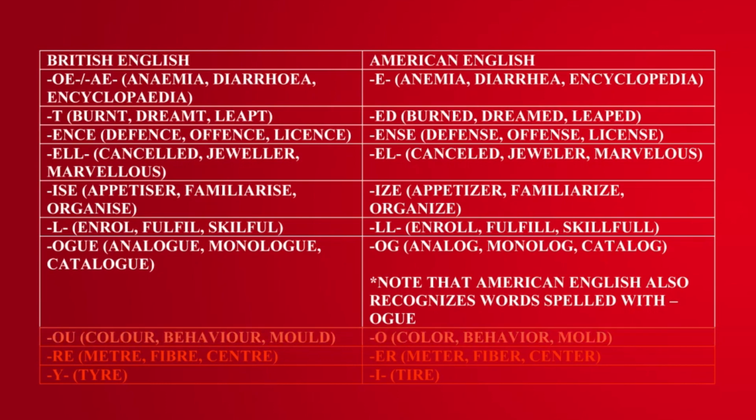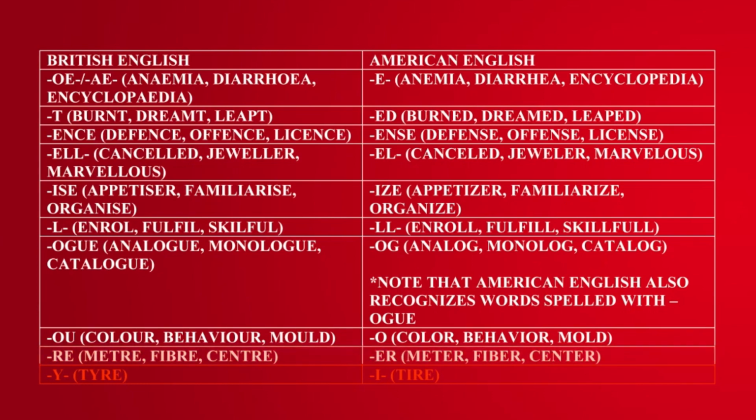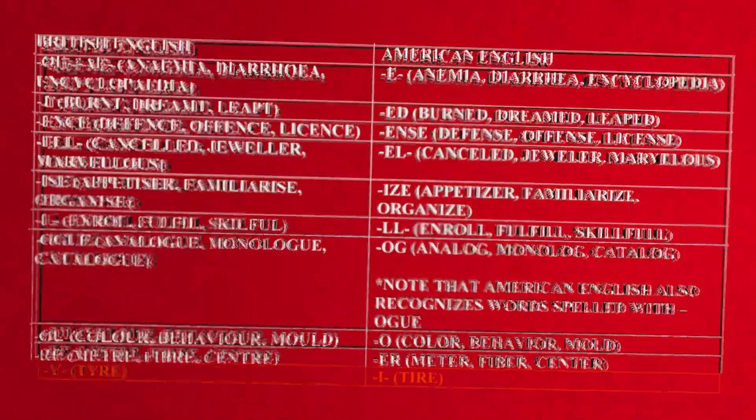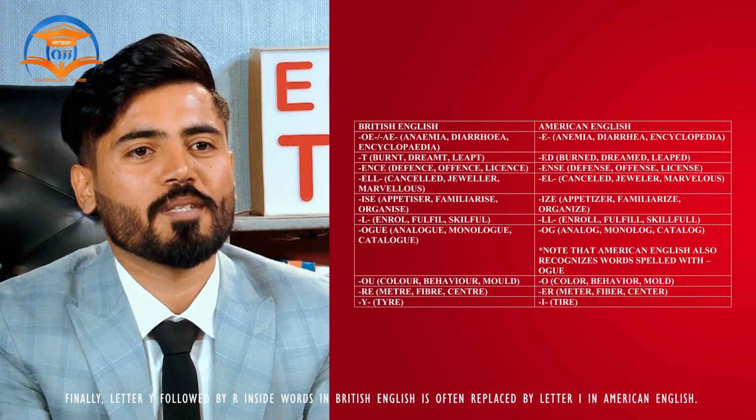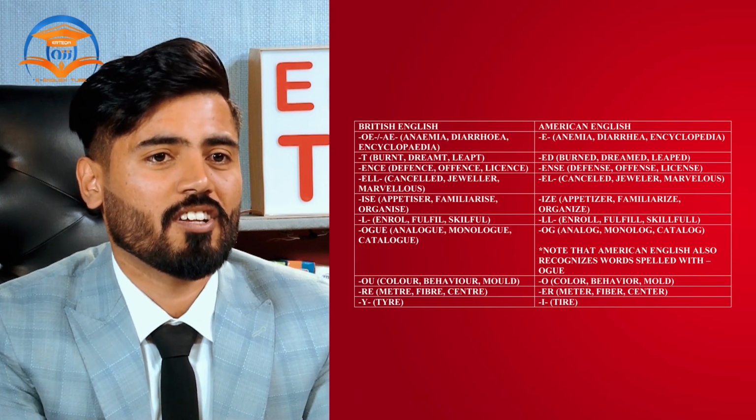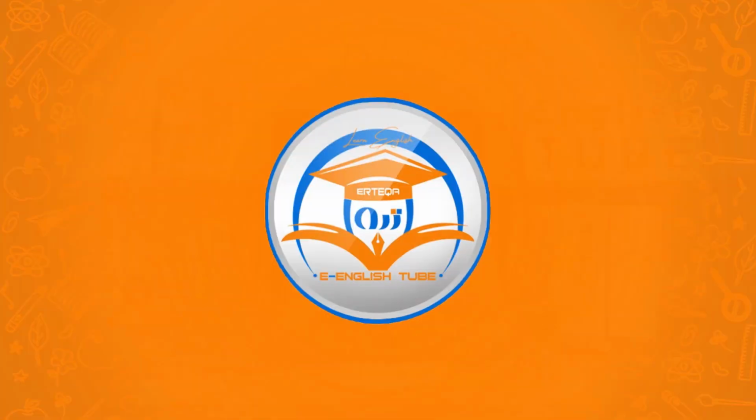Words like color, behavior, mold contain the compound OU inside them in British English, whereas the letter U is removed in American English. One more distinction between British English and American English vocabulary is that some words like meter, fiber, center are typical of British English, whereas in American English their ending is not RE but ER. Finally, letter Y followed by R inside words in British English is often replaced by letter I in American English. Look at some more spelling differences on the table.